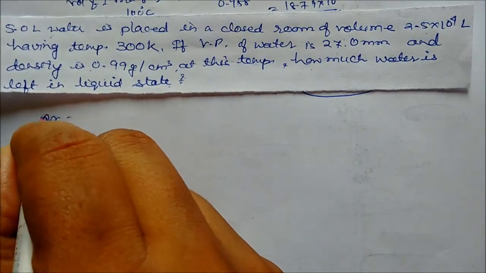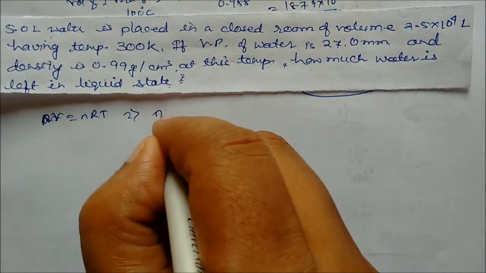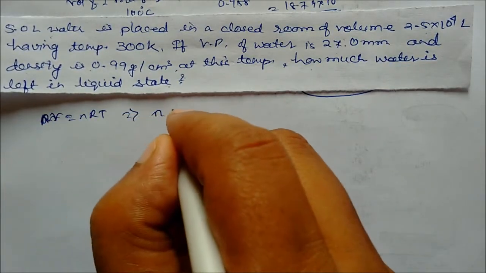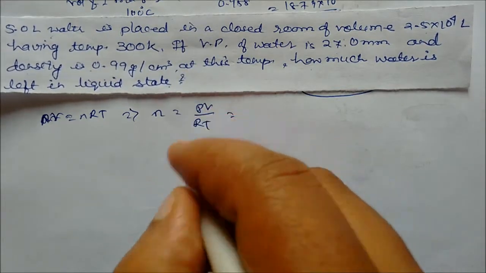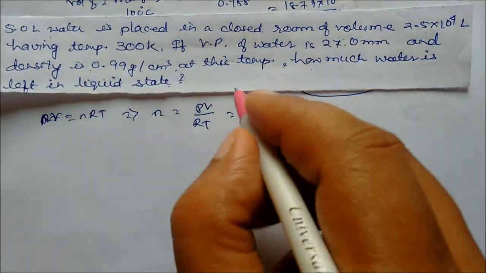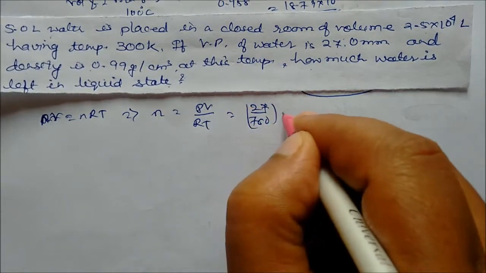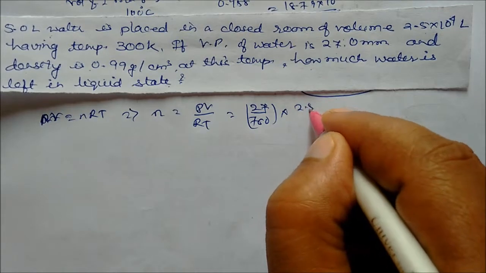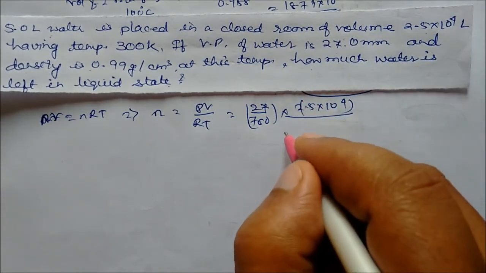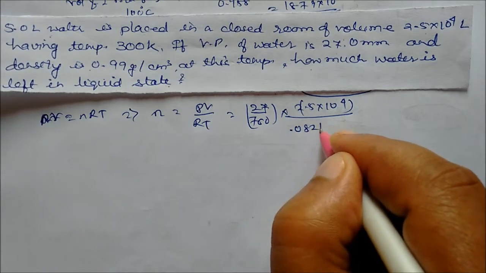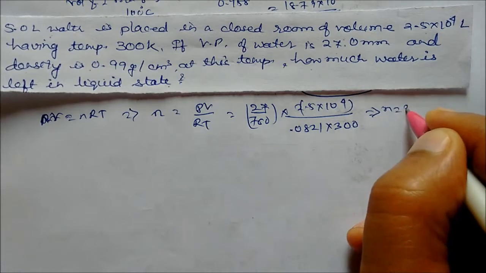PV is equal to nRT. So moles is equal to PV by RT. The pressure is given as 27 millimeters, so 27 by 760, and the volume is given as 2.5 into 10 to the power 4. RT is 0.0821 multiplied by 300. If you solve it, you will get n equal to 36.